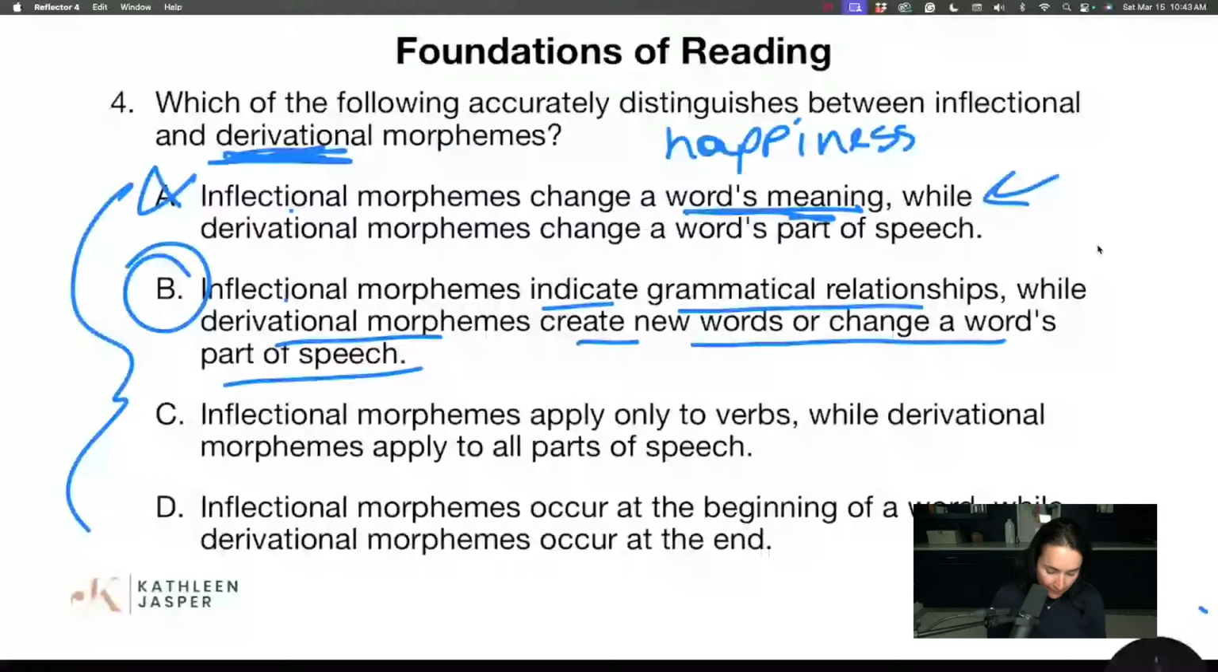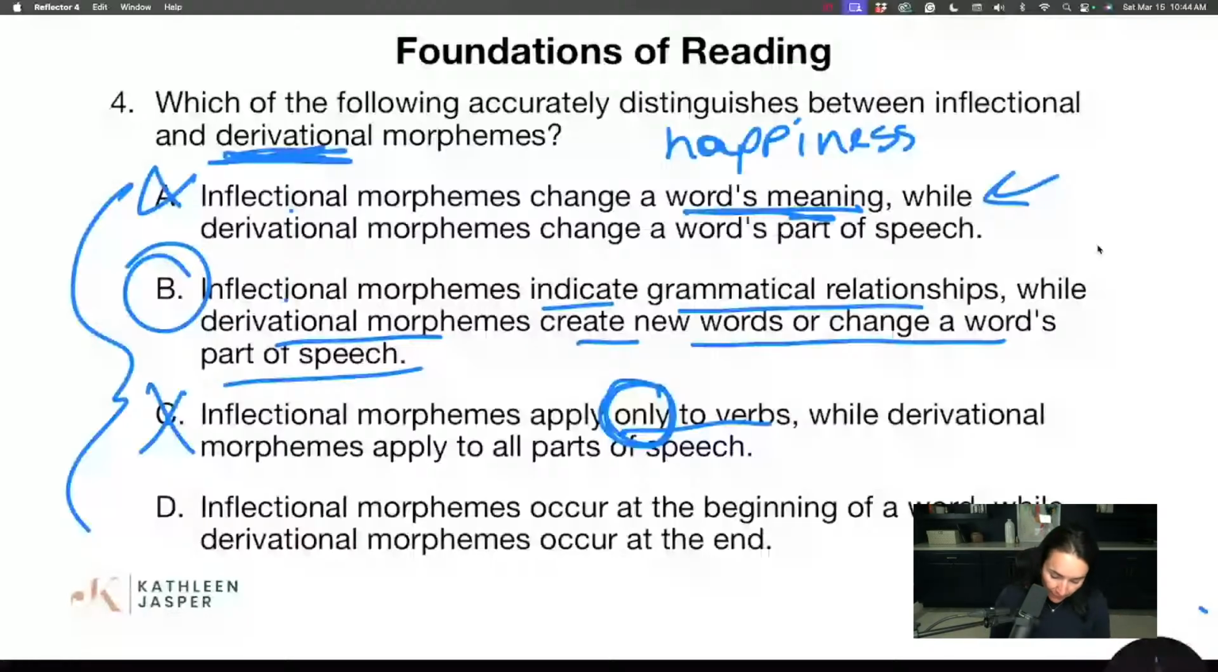Let's discredit C and D. Inflectional morphemes only apply to verbs. No. And here's a little trick. Think like a test maker, guys. Only, never, unequivocally, solely. Anything like that, we call that strong language in testing. And strong language in testing indicates that it's probably not the correct answer. So be wary of words like only, never, always, things like that.